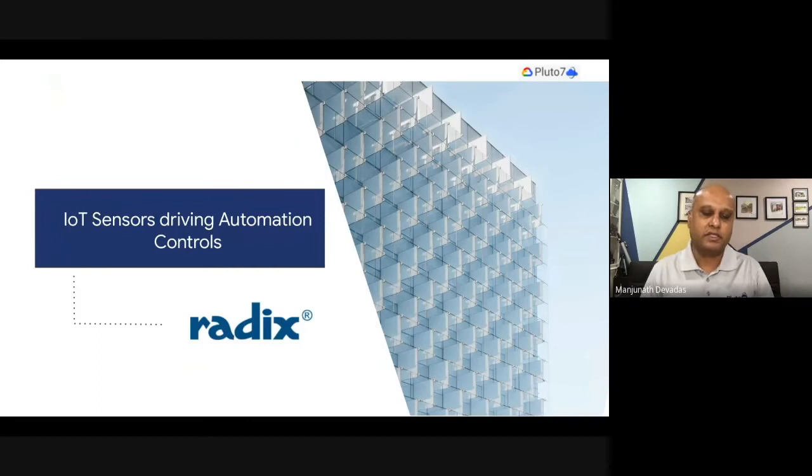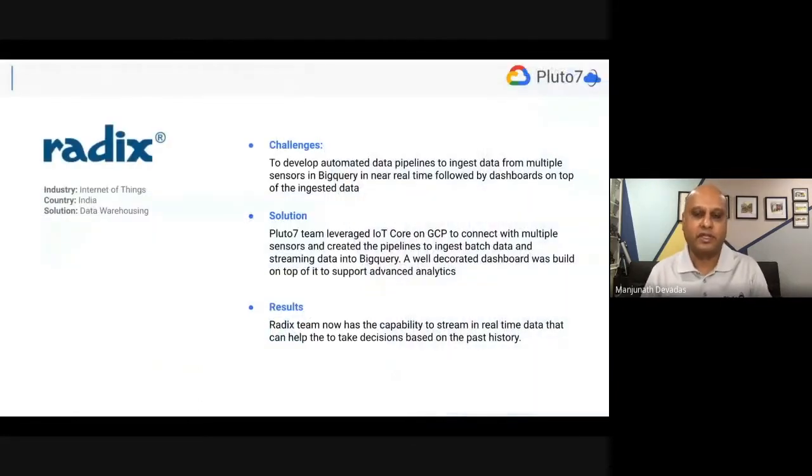Similarly, Radix, they make automation systems. There is real-time streaming data coming in from the sensors. You need a capable system, a cloud environment which can not only receive the data but process the data and drive event-based flows so that decisions can be made.